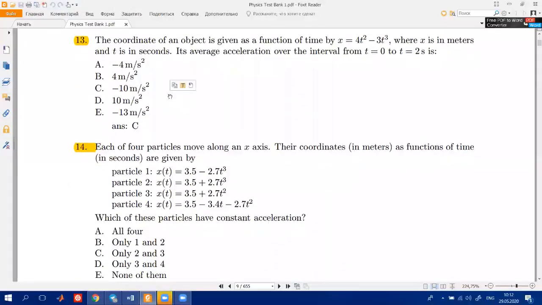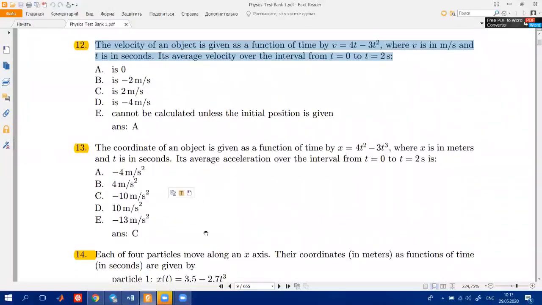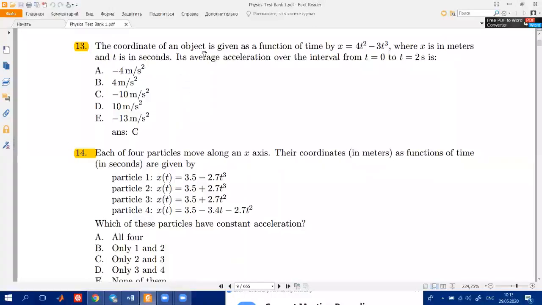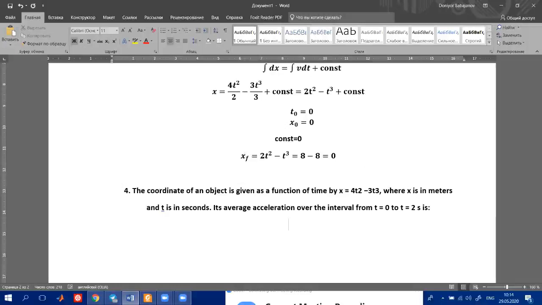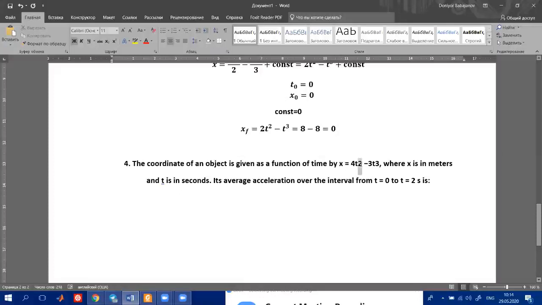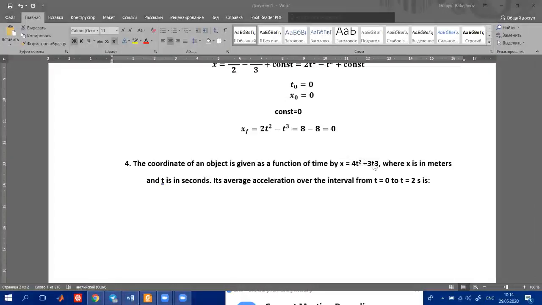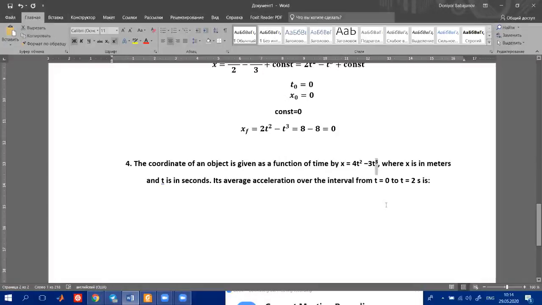Do you have any questions? No questions? Let's solve this problem. The coordinate of an object is given as a function of time by x. We should find its average acceleration again. Now the problem number 4. So x is 4t square minus 3t cube. And we should find average acceleration.